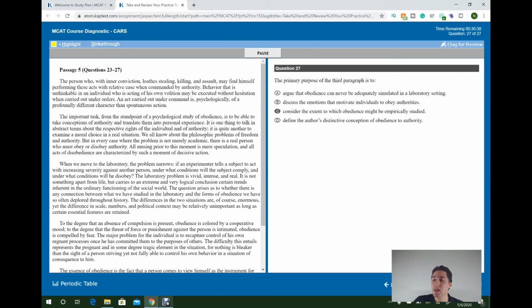26 was a main idea, and 25 was paragraph 4 from what I have written on my question map. Because we have that under question map, let's just read question 25 real quick. As used by the author, the phrase absence of compulsion. So when we see the term absence of compulsion, we want to focus in on those sentences, and then we want to see if we can answer the question.